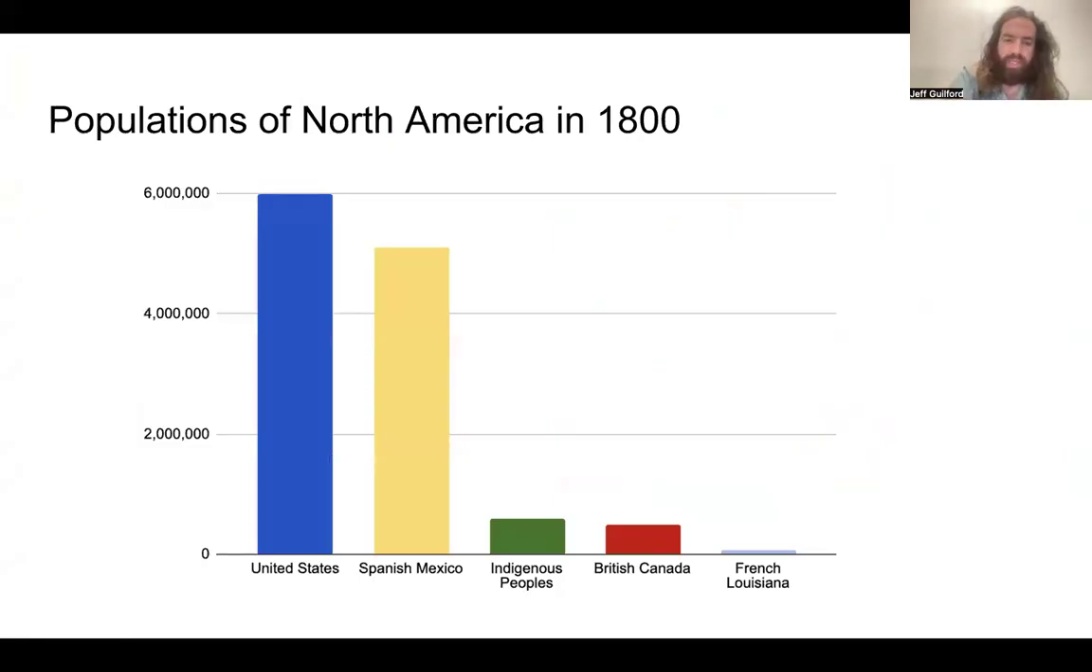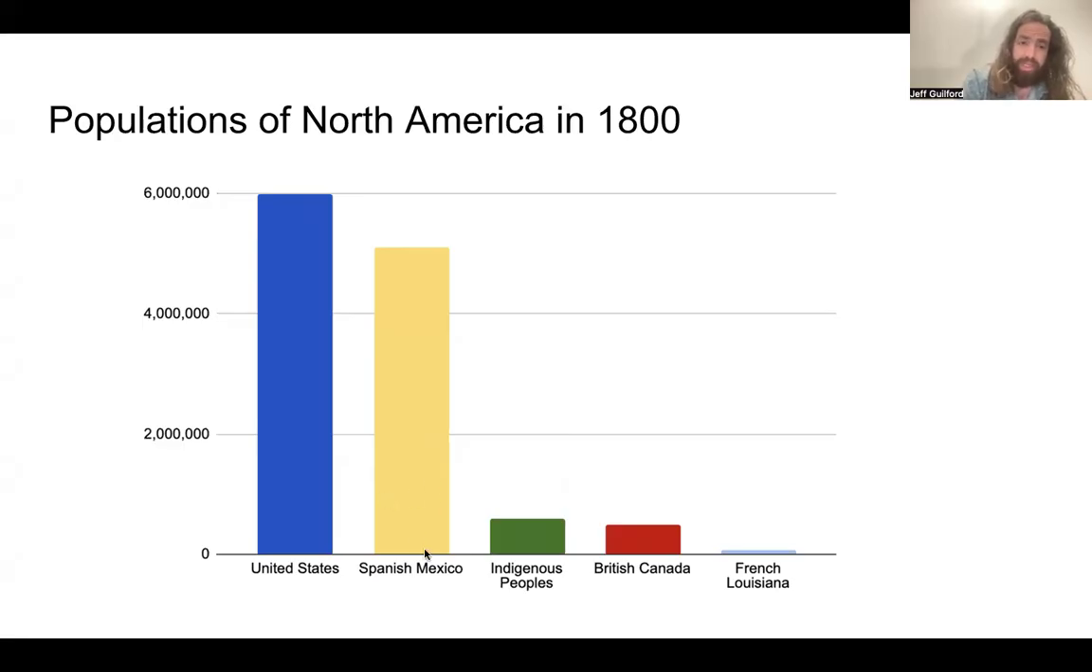So, one thing to think about as we get started here is that the United States population is really massive at this time compared to the other groups in North America. So, the United States population around 1800 is about 6 million. And if you look at the other folks in what is going to be US territory, there's nowhere near as many people from these other groups.